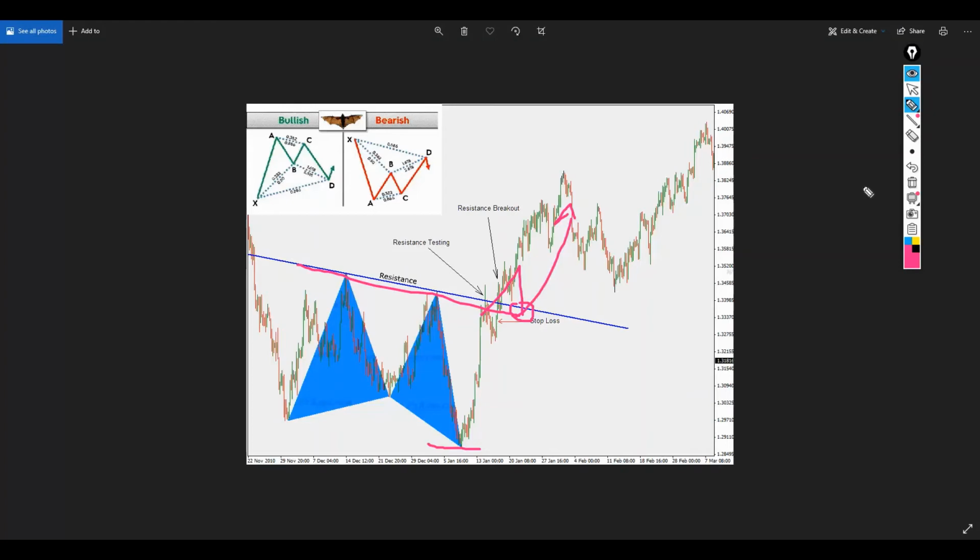All right, so this is the main thing that I wanted to say about this pattern. All right, let's go with the next pattern.